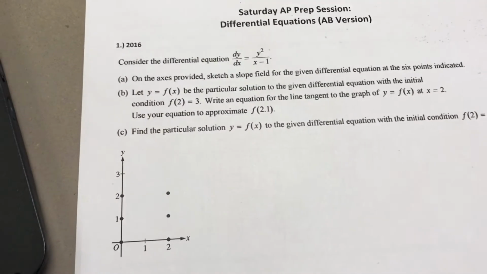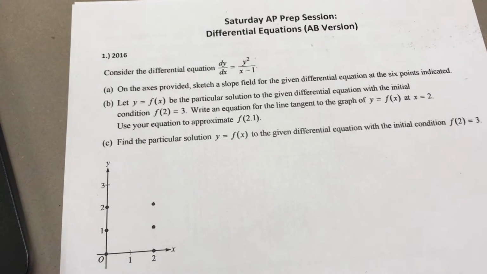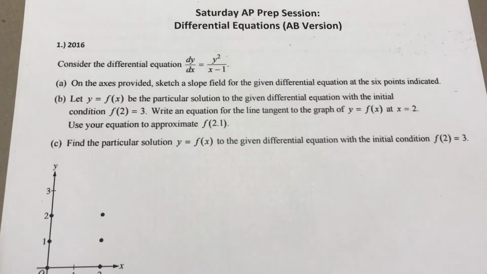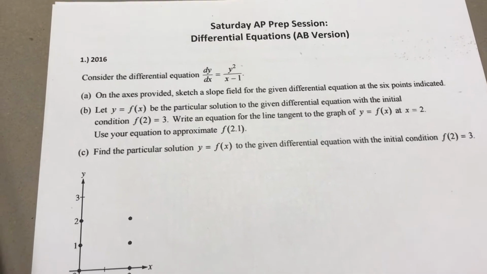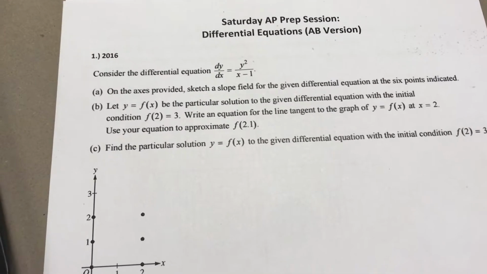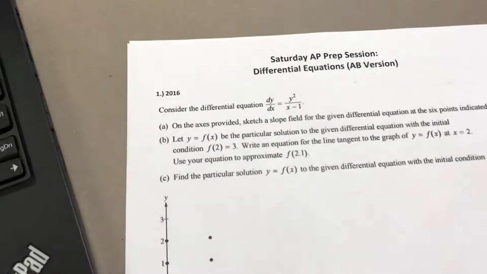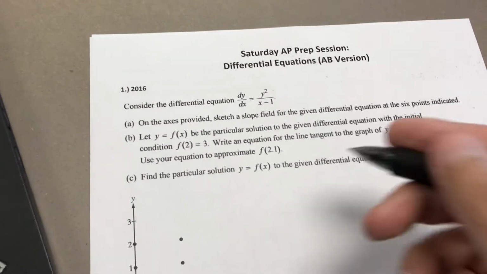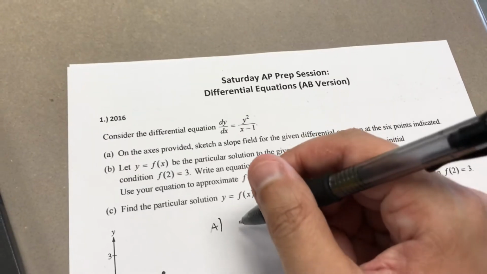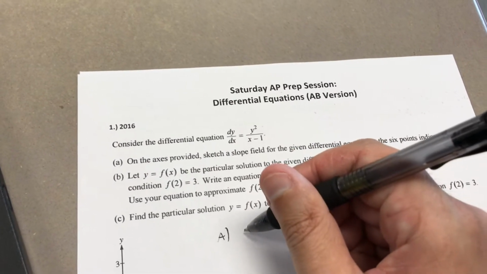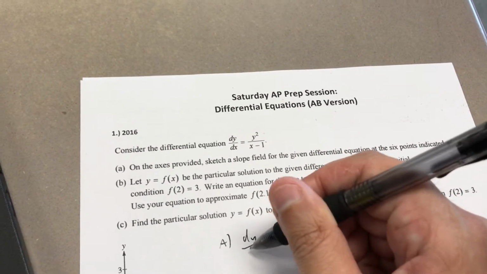Okay, so part A, hopefully pretty straightforward. Part A is asking you to sketch a slope field for the differential equation at the 6 points indicated. I don't think I'm going to go through all of these, but remember that a differential equation has a dy/dx equation there. It's literally an equation for the slope at a particular point.